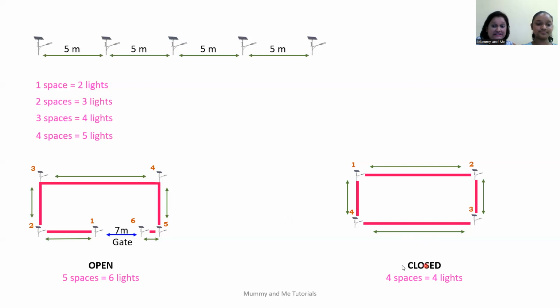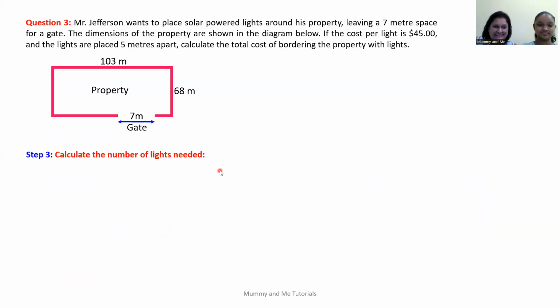Yes. But in a closed property like this, or a closed space, the number of spaces is equal to the number of lights. So if I have 4 spaces, we have 4 lights. If I have 20 spaces, how many lights would we have? 20 lights. If I have 100 spaces, how many lights do we have? 100 lights. Okay, but for Mr. Jefferson's property, it's open. Yes? Yes. All right, let's continue with our question.